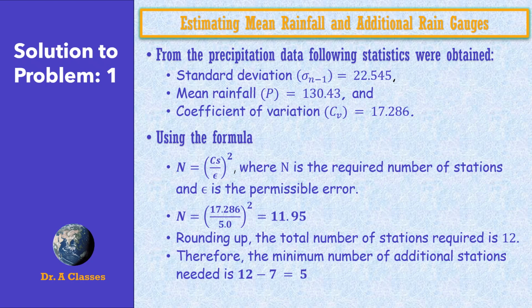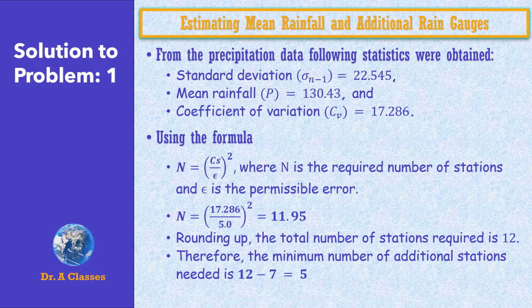We'll use the formula n equals (C subscript V divided by epsilon) squared, where n is the required number of rain gauge stations, C subscript V is the coefficient of variation of rainfall in decimal form, and epsilon equals the permissible error in the mean rainfall, also in decimal form.